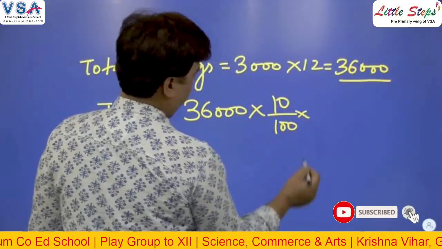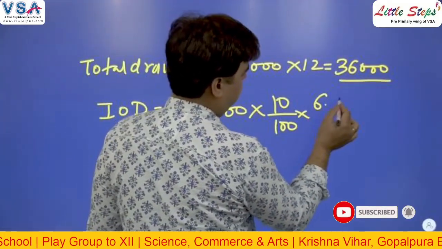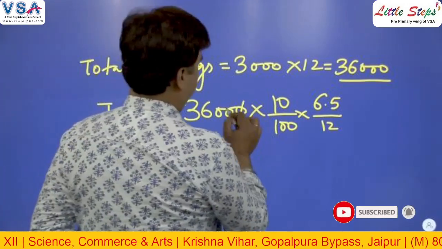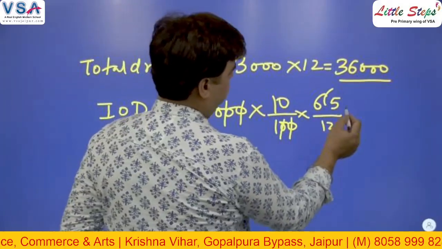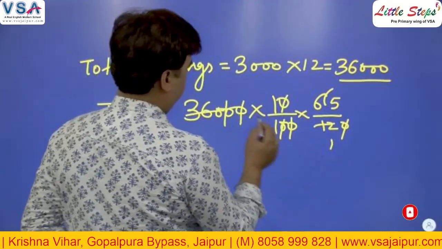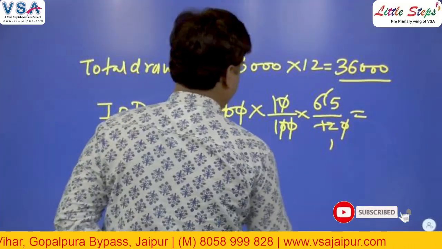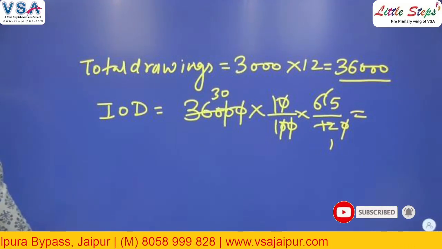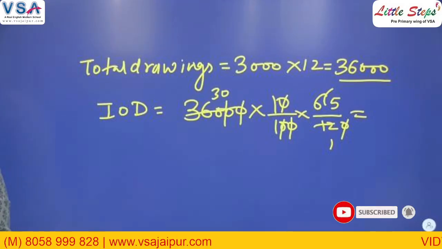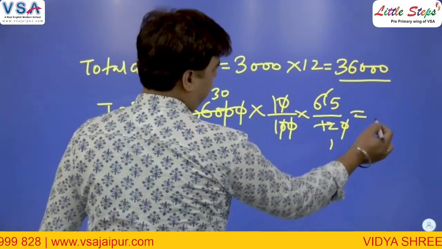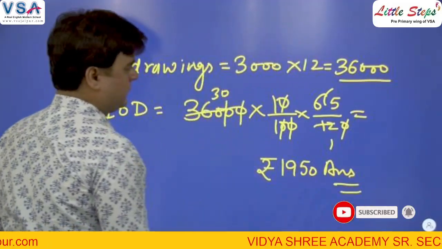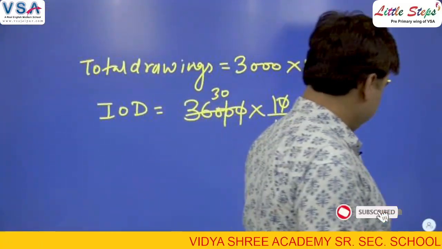10 upon 100. And how much was the average period? That was 6.5 divided by total months, which is 12. Now simply we will have basic maths here, right? Now, how much the amount will be? 12, 1, 12, 3, 30 into 65. How much the amount is? 1950. Simple. 1950. So that is your answer in simple solution, right?